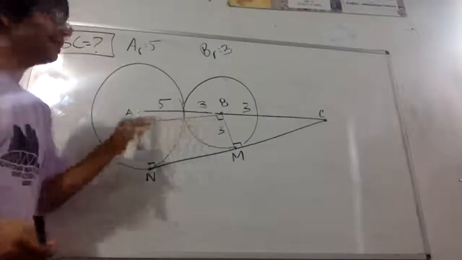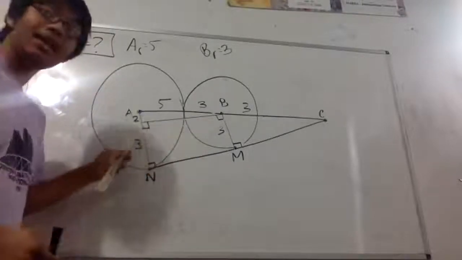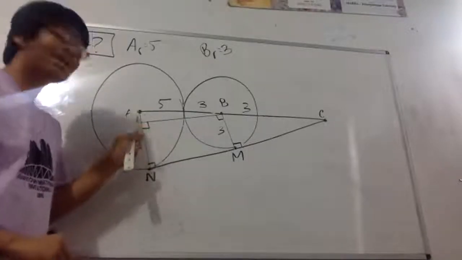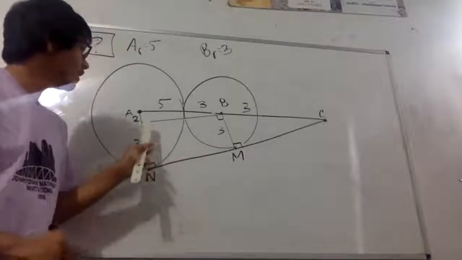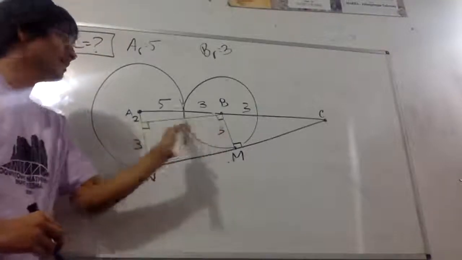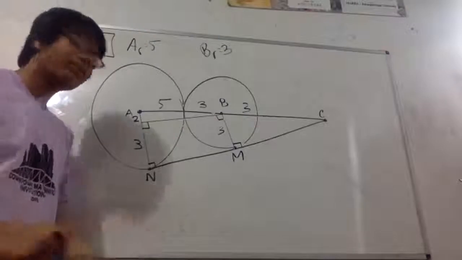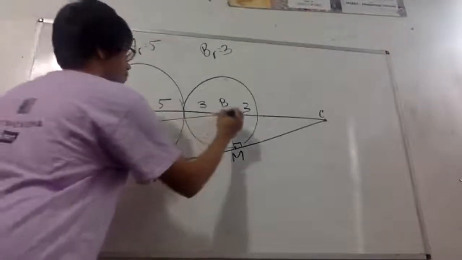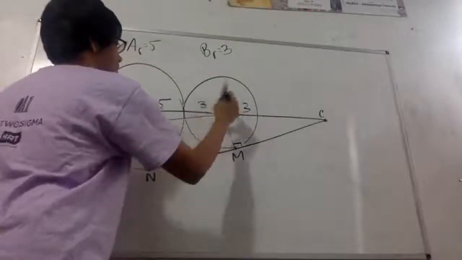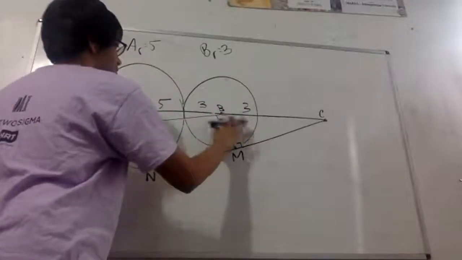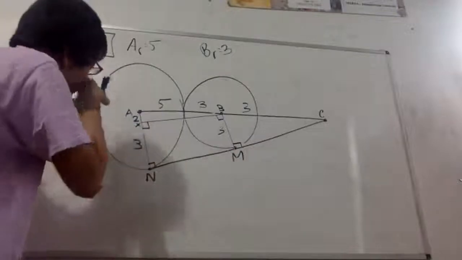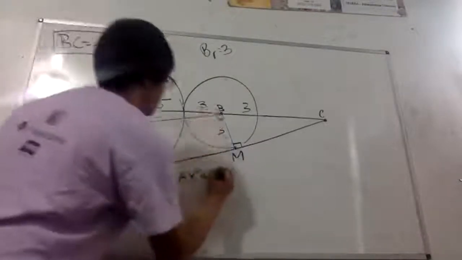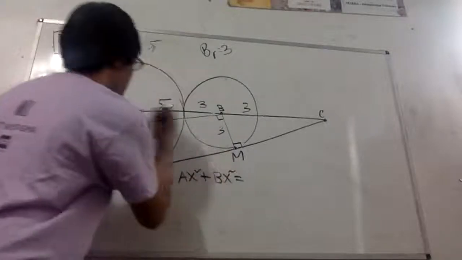Now we know that AB has a length of 8, and we know that this segment has a length of 2. So to find the length of this segment, what we have to do is simply use the Pythagorean theorem. Oh, this is the center of the circle. We don't need to call it anything. So we know that AX squared plus BX squared is equal to AB squared.